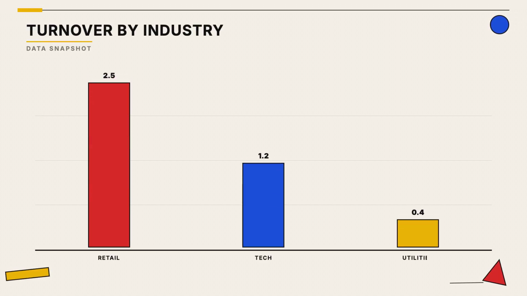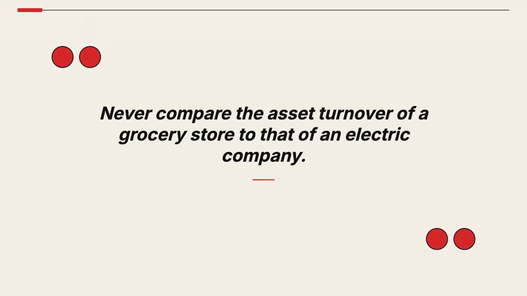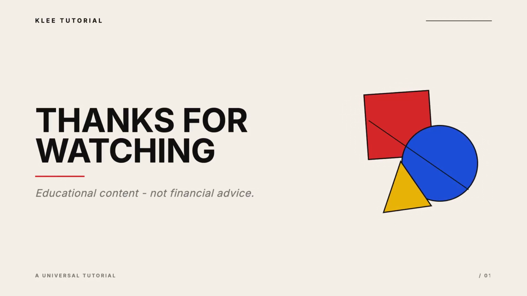Context is key. Retailers turn inventory over rapidly, while utility companies have heavy infrastructure, leading to much lower turnover ratios. Always compare a company to its direct competitors. Comparing across industries will lead to misleading conclusions about performance. Use this ratio to spot trends in how companies manage their resources.